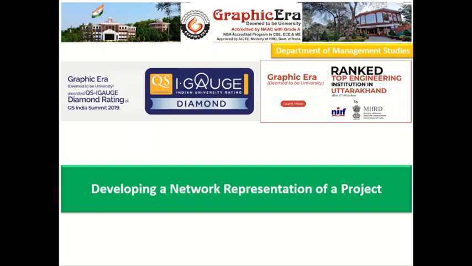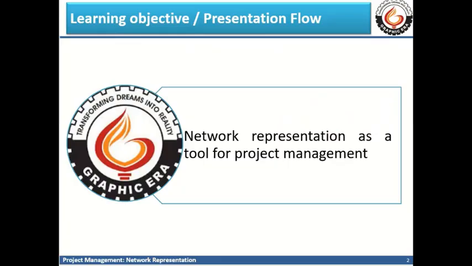Welcome to this session on network representations of a project. In this session, we learn about an important tool for project management that is known as the network representation.